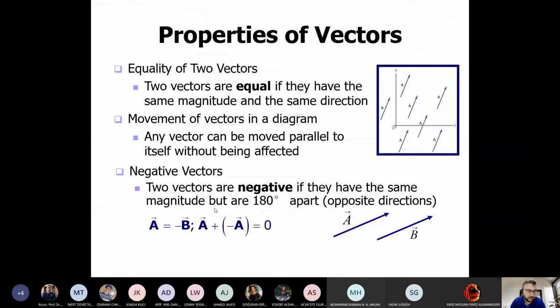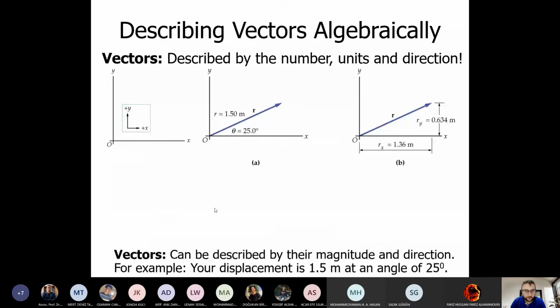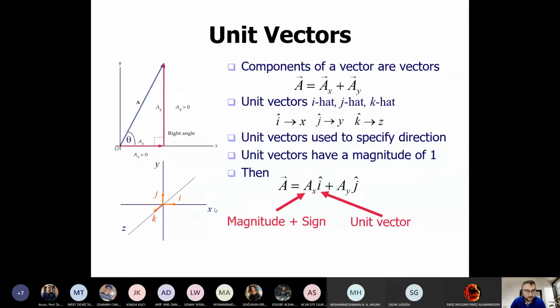Another important thing is the properties of vectors. You can multiply them by a negative sign, or you can change the direction to the opposite. So if you take it negative, you automatically find the opposite direction. And then we studied the unit vectors. This unit vector notation is very important.